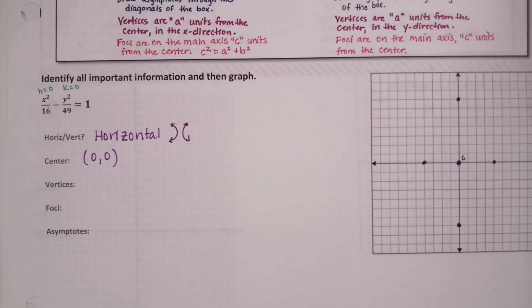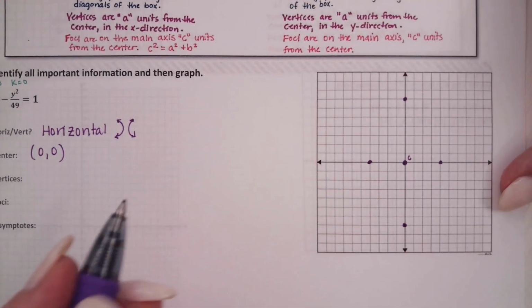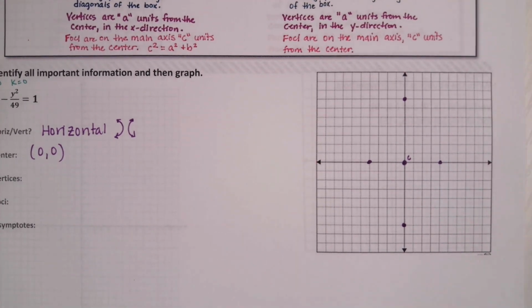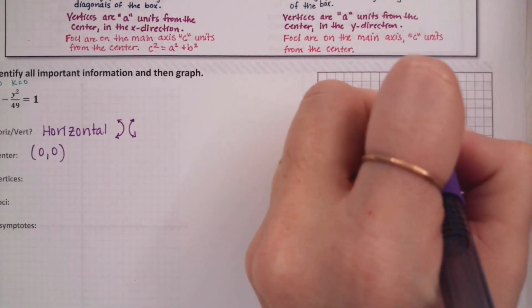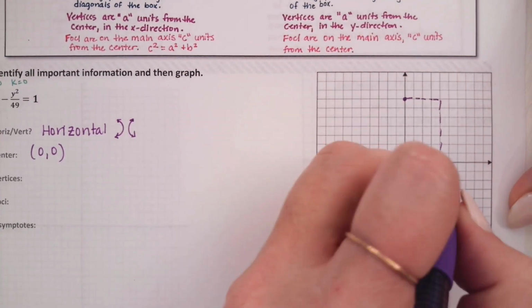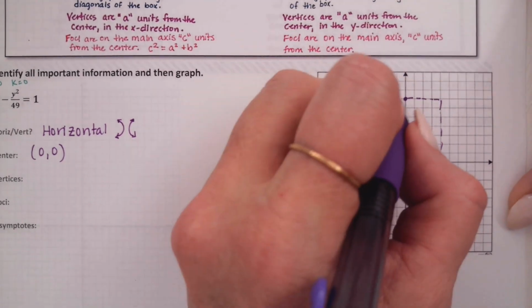Okay, and then instead of drawing our shape like we did for an ellipse, what we're going to do with these is connect them with a rectangular box. I usually draw it with dotted lines because it's not technically the hyperbola, but it helps you draw your hyperbola. So, connecting them with a rectangular box.